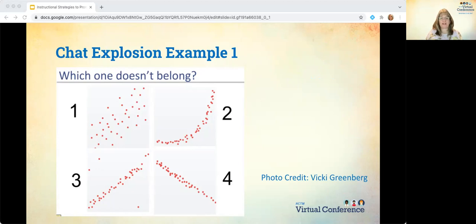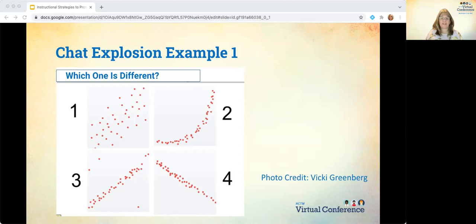Which one doesn't belong is a common prompt that's given in math class, but rather than calling it which one doesn't belong, I think we should say which one is different, because belonging seems like something's out, something's wrong. We celebrate differences. So which one is different here?